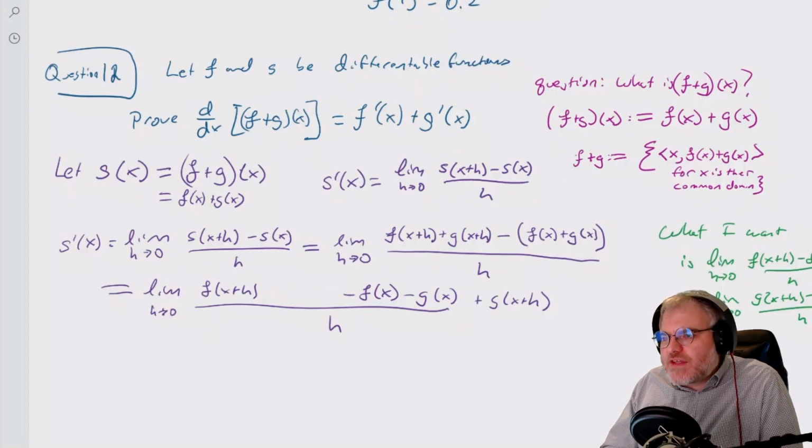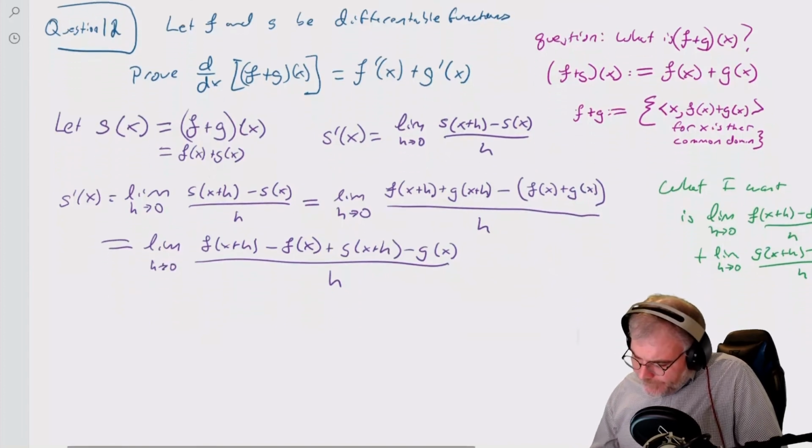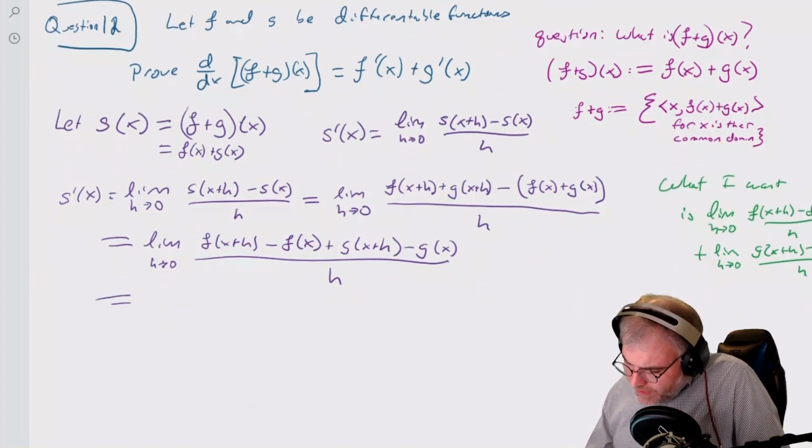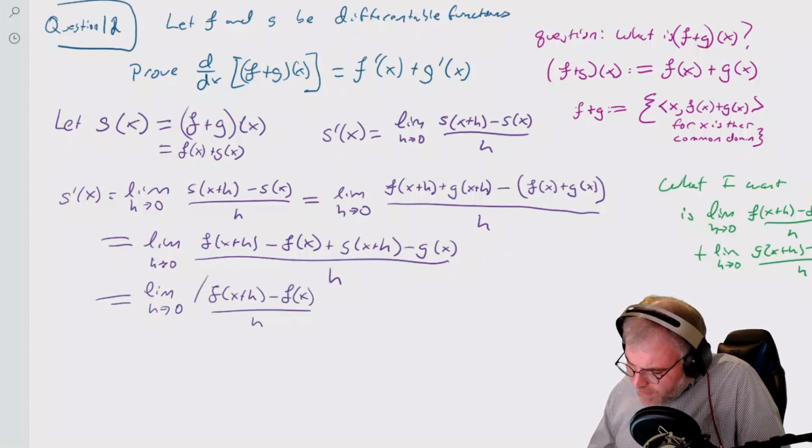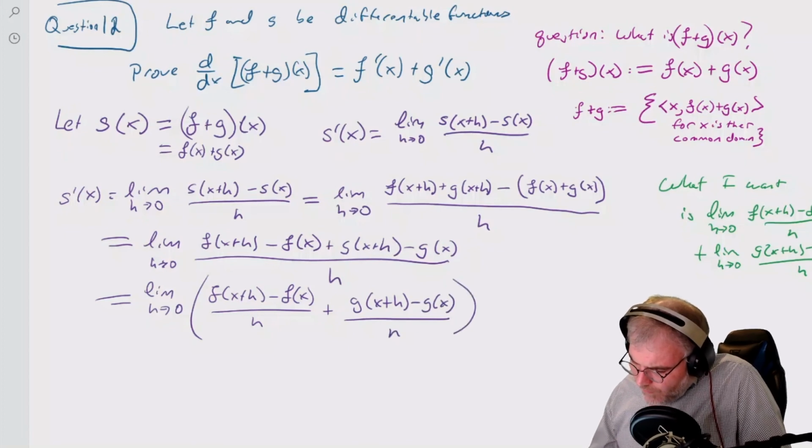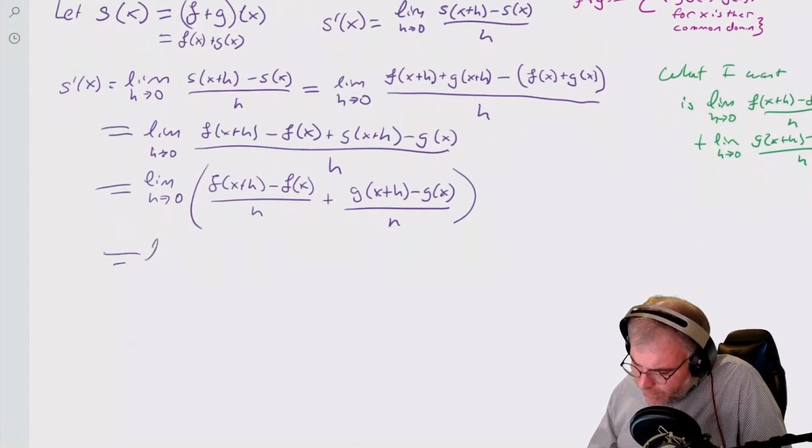And I'm going to move this f right here. And I'm going to take this g of x plus h, and move it right here. So that's just a little bit of algebra. And then another piece of algebra: I'm just going to break everything up. So it's going to be f of x plus h minus f of x over h. And this is all together under the limit sign.